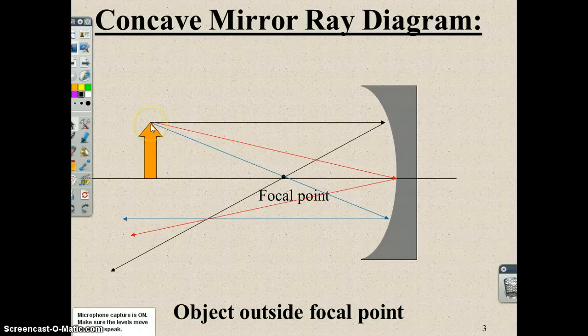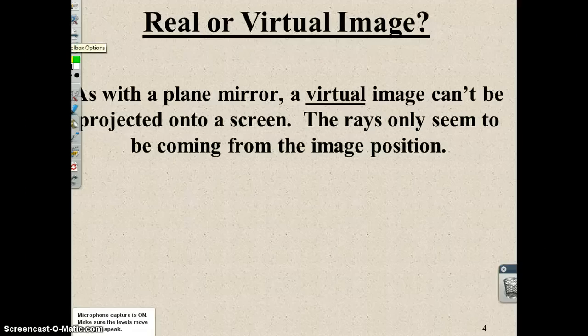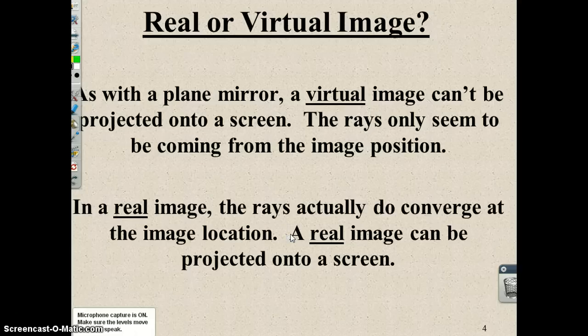And notice all this light came from the top of the object. So this location here corresponds to the top of the image. And we wind up getting an image that is upside down. And this image is also real because these three light rays actually meet at this spot. Notice the image is in front of the mirror and not behind it. So I kind of jumped the gun here. With a plane mirror or a flat mirror, you got a virtual image because you could not project it onto anything. The light was not actually at that location. In this past slide, we actually had a real image, because the rays actually meet at that location.